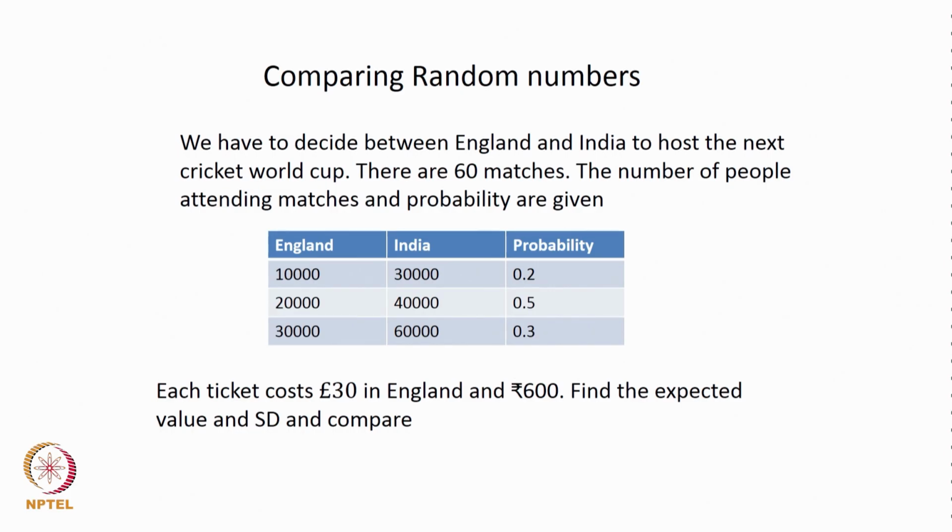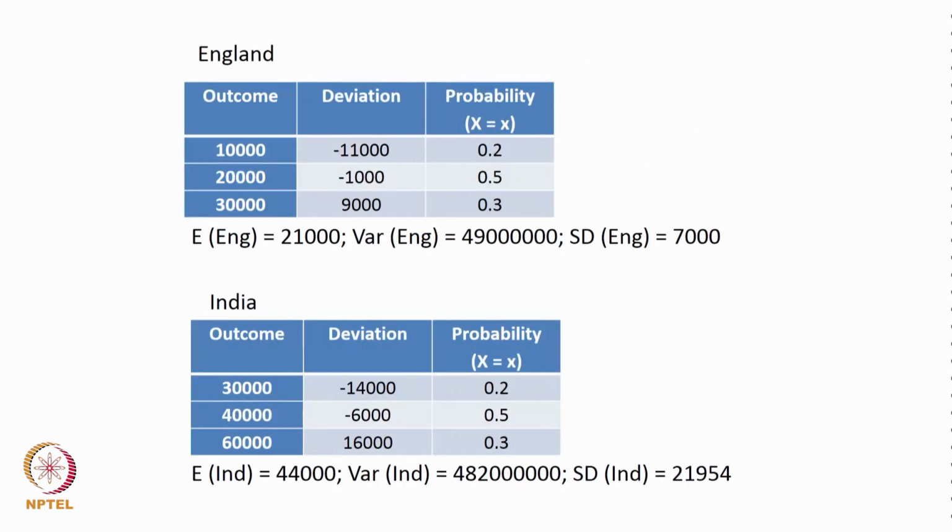So, we would say that in England the expected people could be 10,000 or 20,000 or 30,000 attending a match, whereas in India it could be 30,000, 40,000, 60,000 attending a match, and with probabilities given as 0.2, 0.5 and 0.3. Let us assume the ticket cost about 600 in India and 30 pounds in England. Find the expected value, standard deviation and compare. So, let us say we do it in England. So, outcome 10,000 people attending with probability 0.2 and so on.